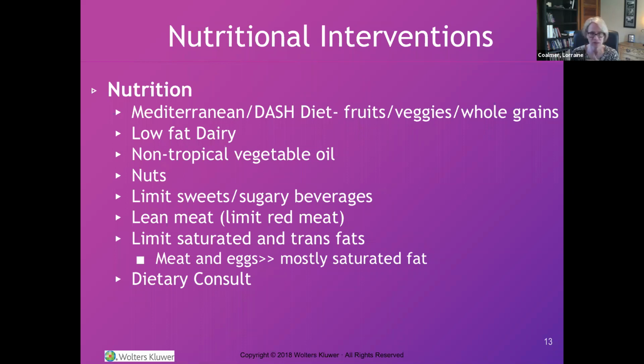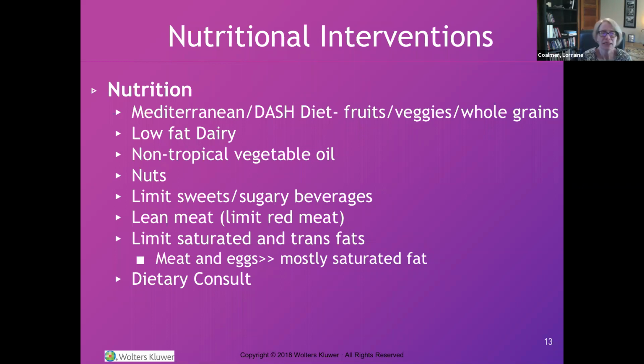Palm oil and coconut, because those are tropical oils. Those are bad choices. Increasing the nuts, those are good too. Now, don't eat 2 pounds of nuts, but increasing the nuts. Limit sweets and sugary beverages. Again, that could help the diabetes.